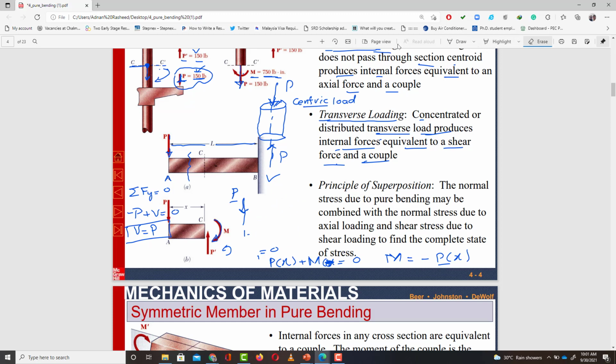The third thing is the principle of superposition. Now what does the principle of superposition mean? It means that the normal stresses due to pure bending may be combined with the normal stresses due to axial loading and the shear stress due to shear loading to find the complete state of stress. So you can see here that this is the force that is applied on the beam.